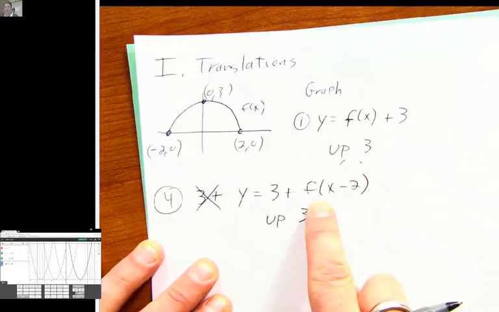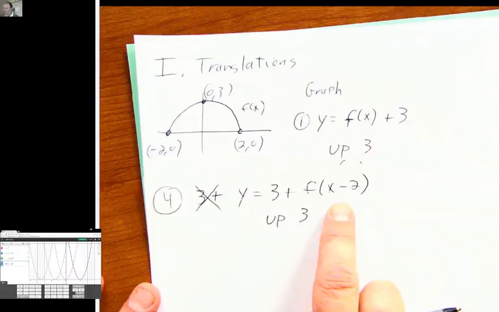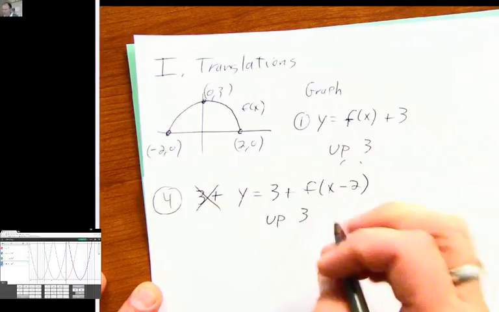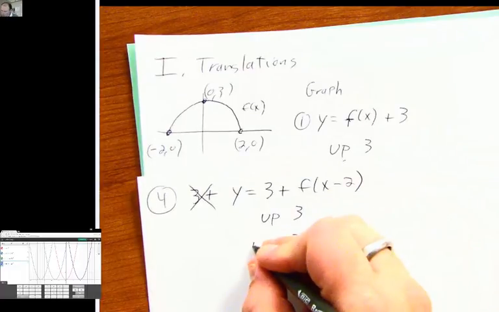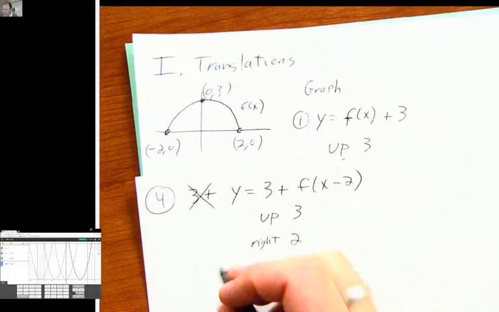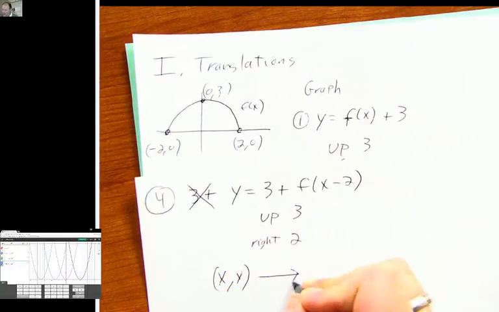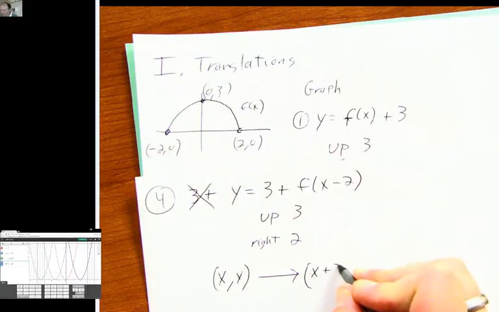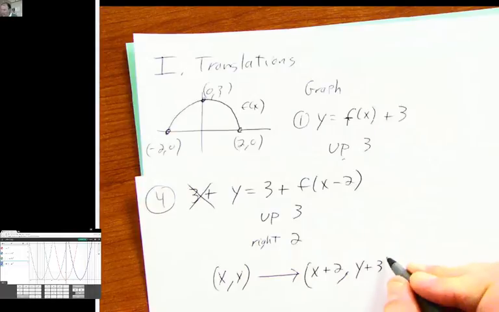This is inside the function, that's going to go left or right, but you need to ask yourself, when is this equal to 0? It's equal to 0 when x equals positive 2. So we're going to go right 2. If you thought about it coordinate analysis-wise, xy, if you're taking all of your x coordinates and you're adding 2 to it, it's going to be x plus 2. If you took all your y coordinates and you went up 3, you're going to be adding 3 to it.